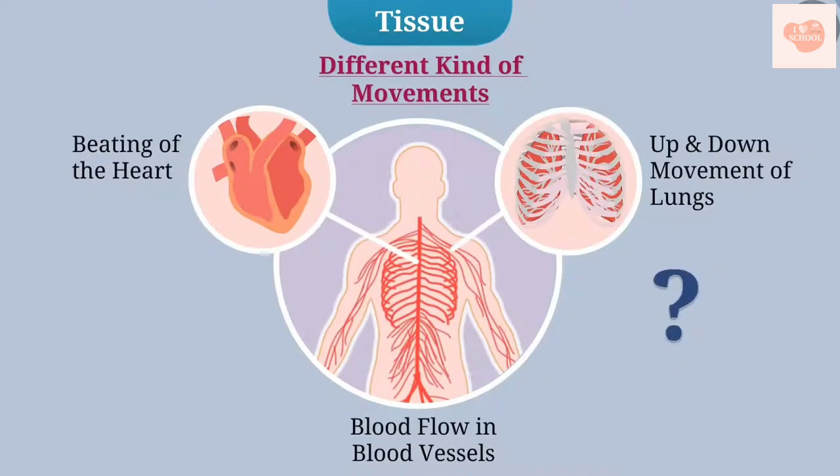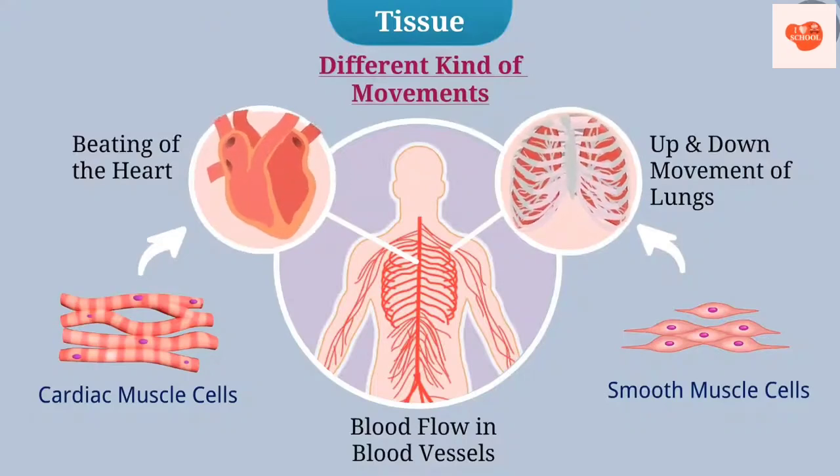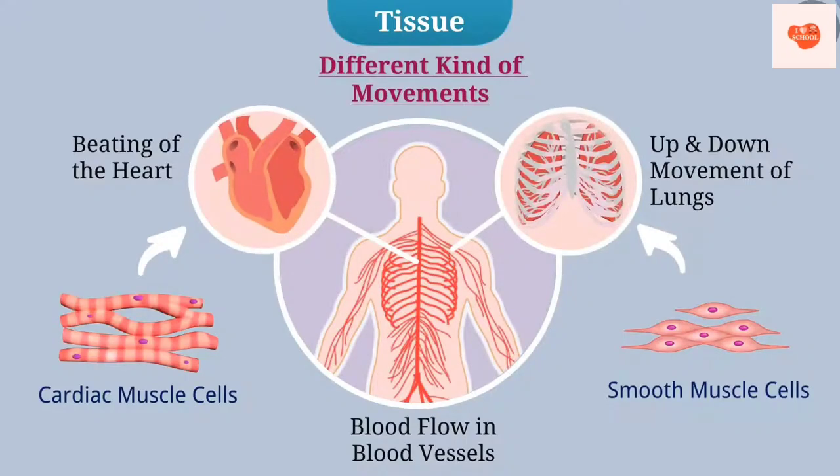Can you tell us how such different kinds of movements take place in animals? Let me tell you. In our heart and lungs, muscle cells are present. These muscle cells contract and relax, due to which different organs of our body can move, by which body organs are able to perform necessary functions.